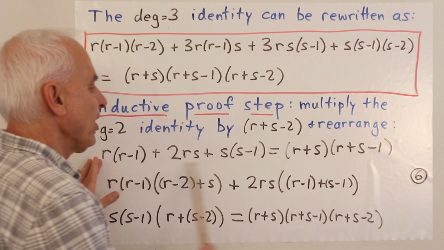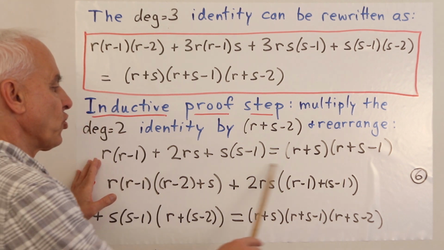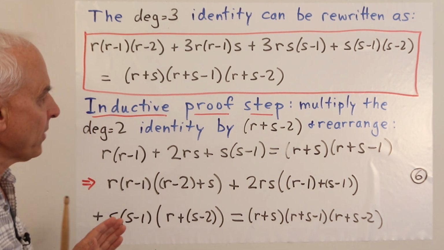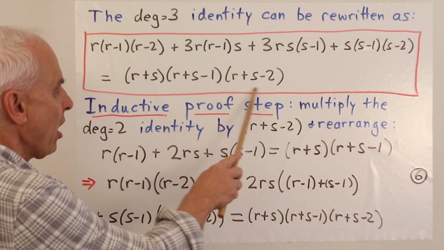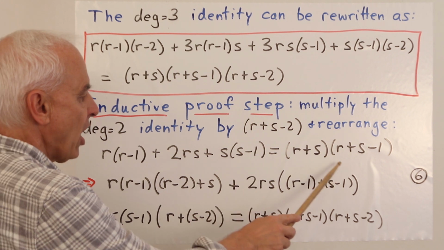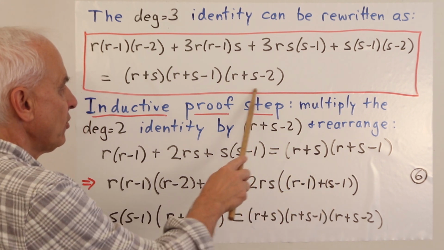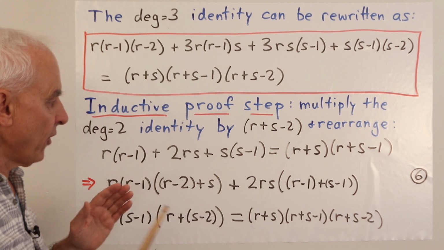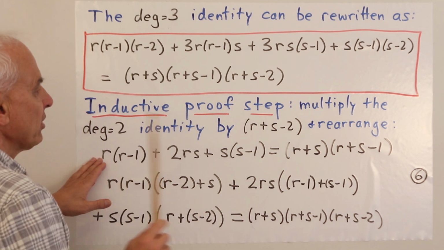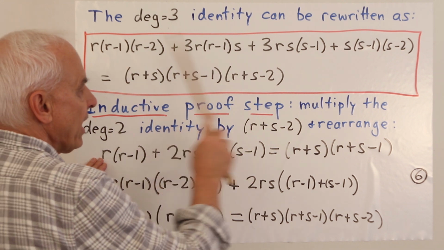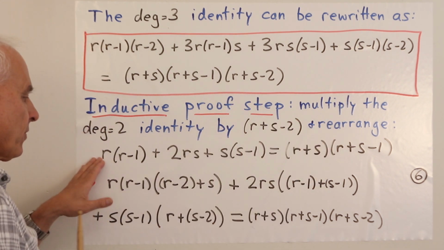So here is the identity that we've already established in the degree 2 case. Okay? We're comparing this with this. What we're going to do is multiply by r plus s minus 2. So that's obviously going to take this right-hand side to the required right-hand side. So then the problem will be, why is it that when we take this expression here and multiply by r plus s minus 2, we get something that can be arranged like this? Okay, so let's do that.